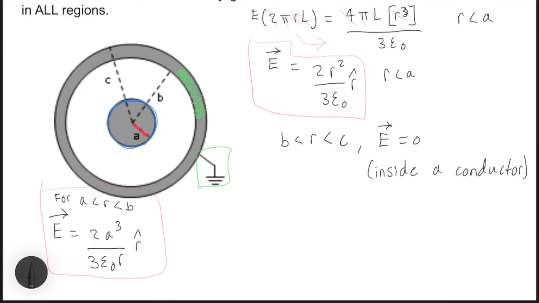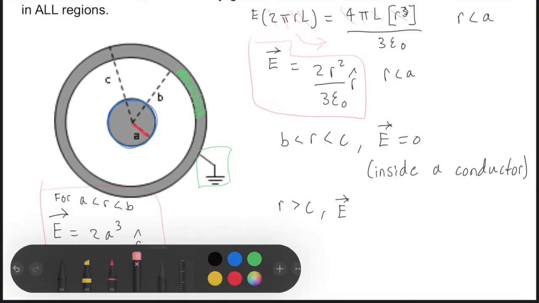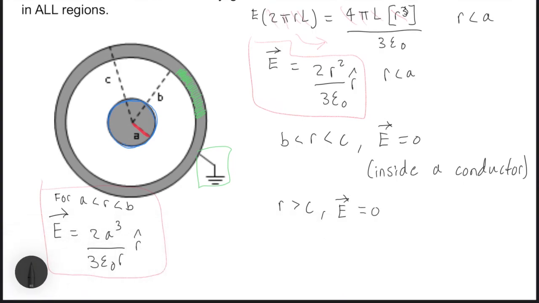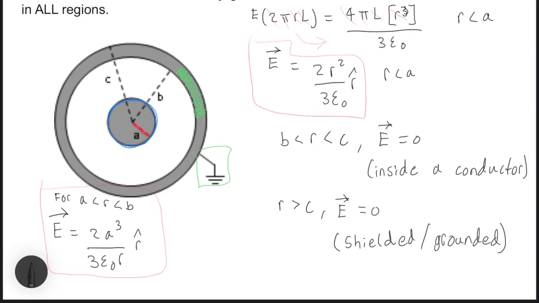And then for r greater than c, our E field is also 0. And this is because it's shielded or grounded. So if it's shielded or grounded, the electric field would equal 0. And if we're observing a space between b and c for r, which is inside a conductor, then the electrostatic field would also be 0, which would create an electric field of 0.